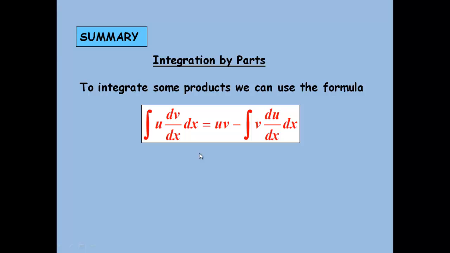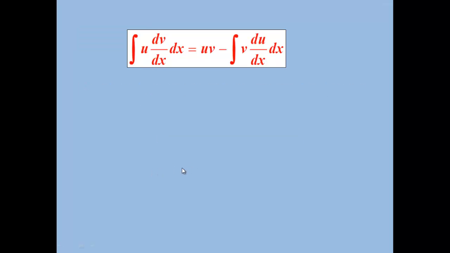This can be derived using the product rule for differentiation, which I'll actually put on the presentation for the lesson if people want to see it, but it's not actually required that you know this. So we're just going to learn how to use the formula.